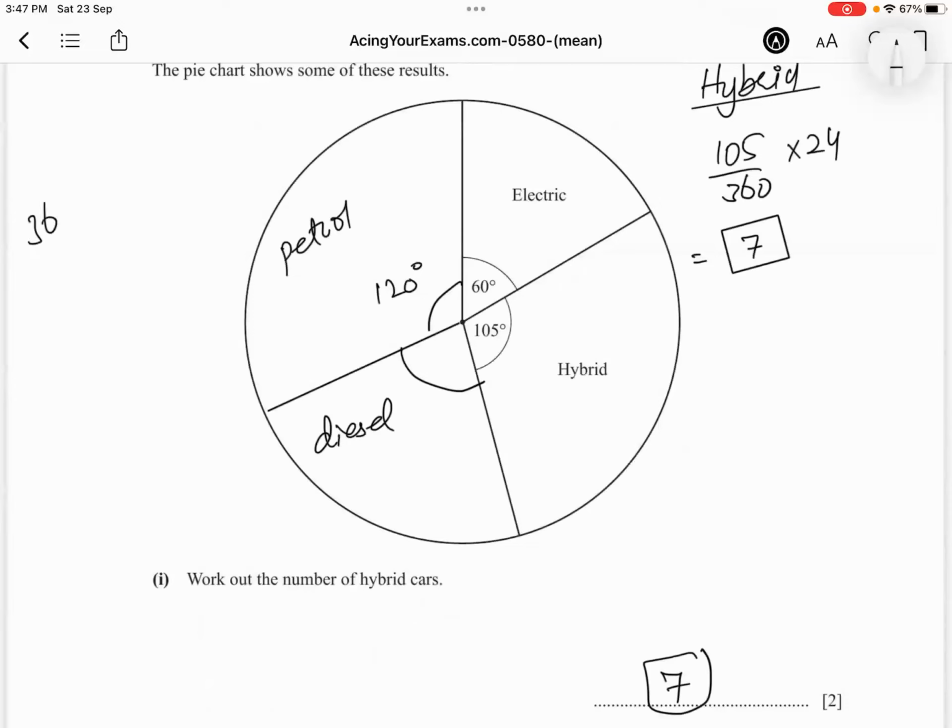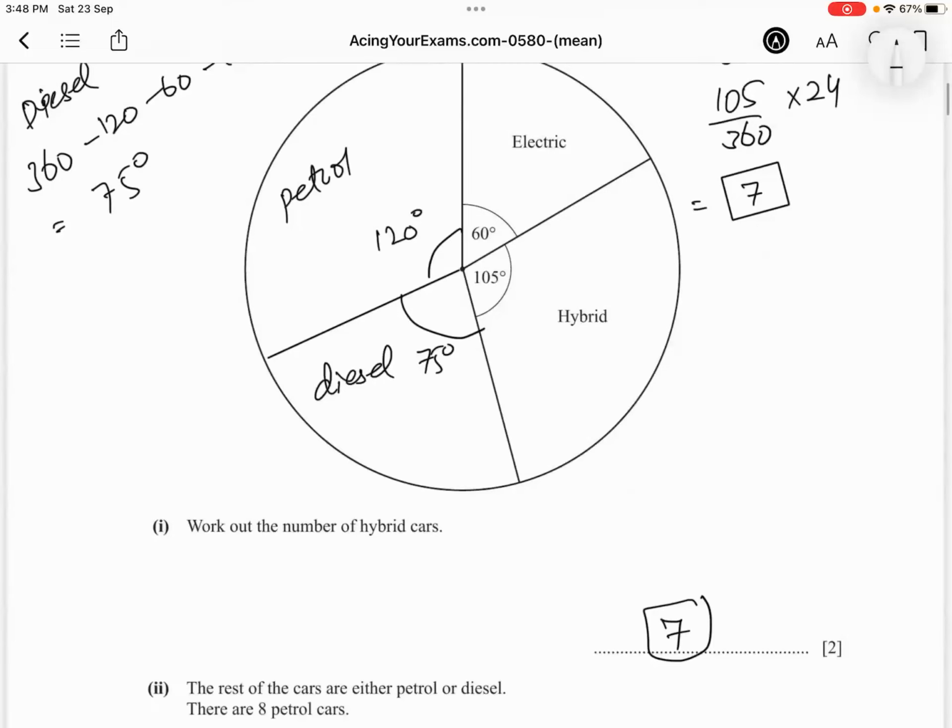So everybody, can you please tell me 360 minus 120 minus 60 minus 105 is what? I want to know about the diesel angle. Diesel angle. Okay, it's 75. So it is 75 degrees. This is 75 degrees. So diesel is 75 degrees.